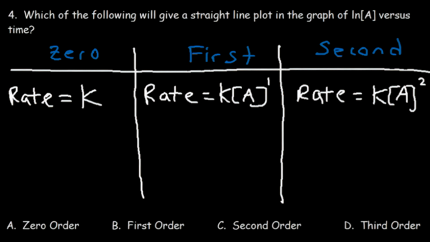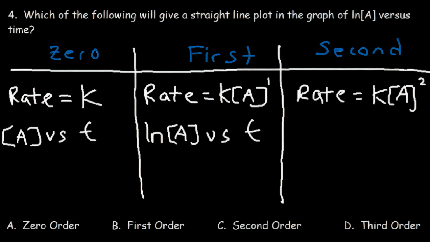You need to know that if you plot A versus T, or the concentration of A versus time, you're going to get a straight line graph if it's a zero order reaction. For a first order reaction, if you plot the natural log of the concentration of A versus time, it's going to be a straight line. And for a second order reaction, if you plot 1 divided by the concentration of A against time, that is going to give you a straight line plot. So the answer for this problem is B.